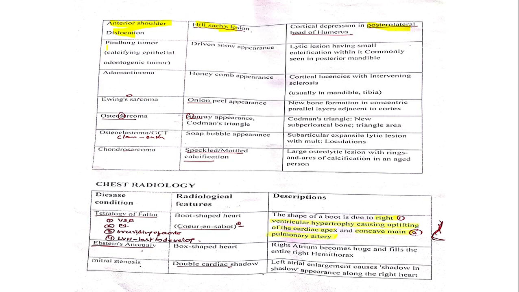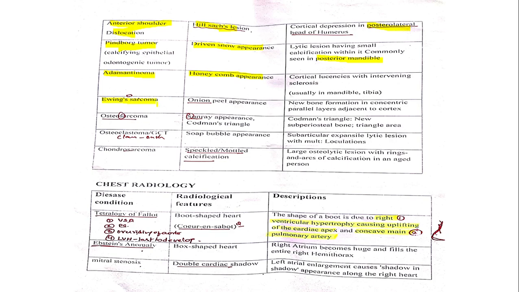Pindborg tumor shows driven snow appearance. It is a lytic lesion having small calcification within it, commonly seen in posterior mandible. Adamantinoma has honeycomb appearance. It has cortical lucencies with intervening sclerosis.